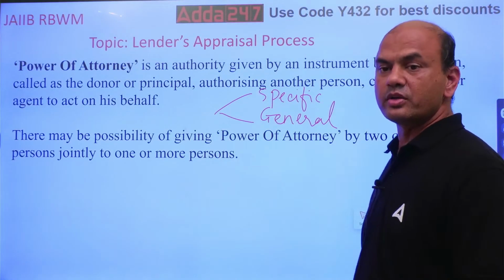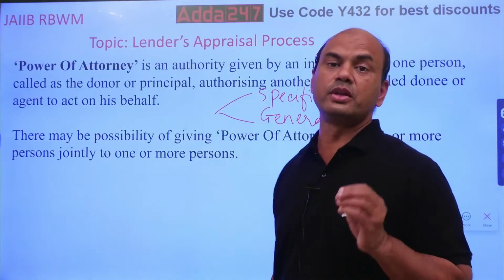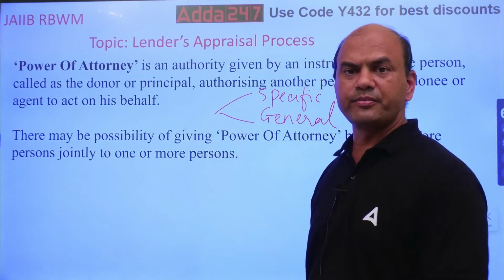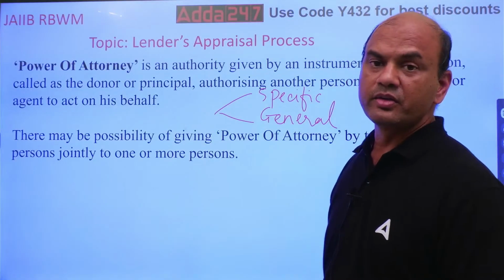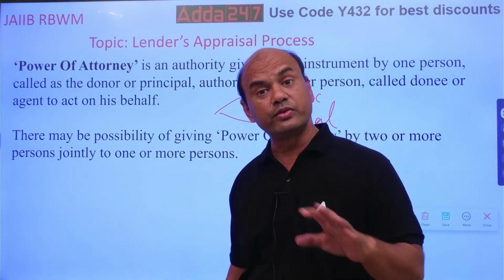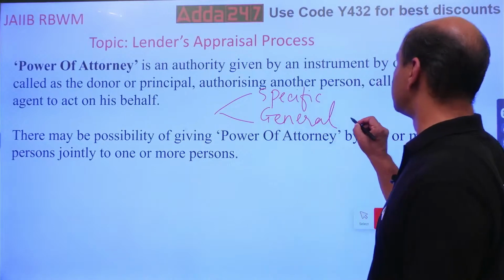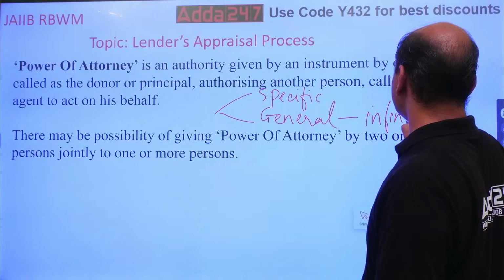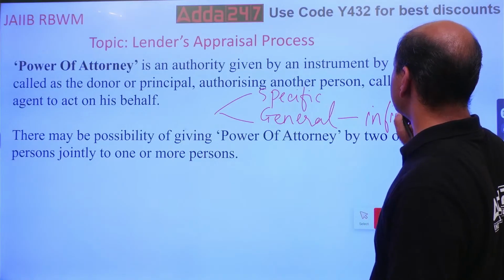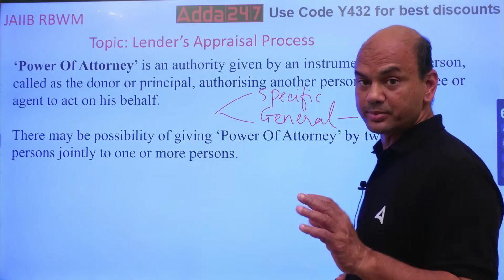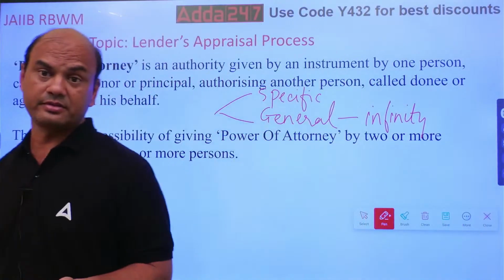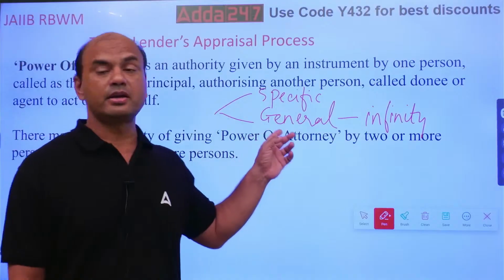Specific means it is always related to one project only, one work. General means I'll give you a general POA, and this POA will be valid till infinity, until I close it. General is always valid until the principal closes it, or anyone amongst us expires. Up to that time it continues.